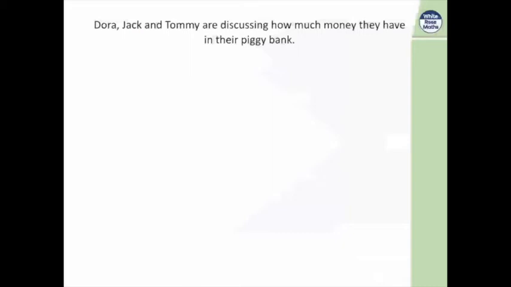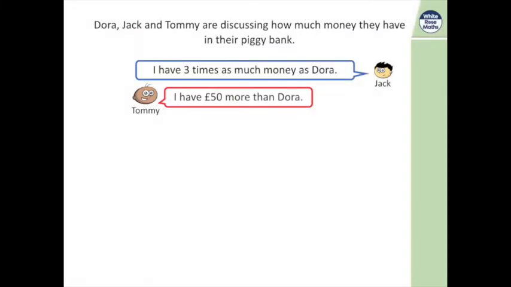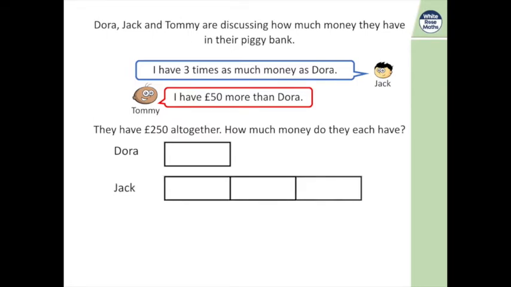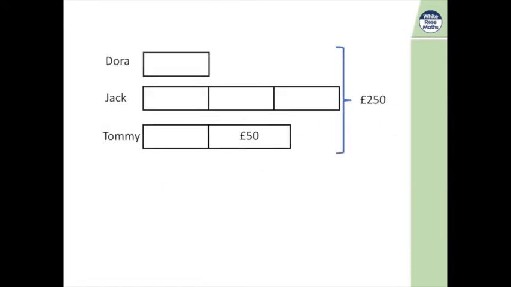Dora, Jack and Tommy are discussing how much money they have in their piggy bank. Jack says, I have 3 times as much money as Dora. Tommy says, I have £50 more than Dora. If they have £250 altogether, how much money do they each have? Here is Dora's part represented as bar model. Jack has 3 times as much as Dora, and Tommy has the same as Dora, but with an extra £50. And our total is 250. What do we need to do? Pause the video, have a think.